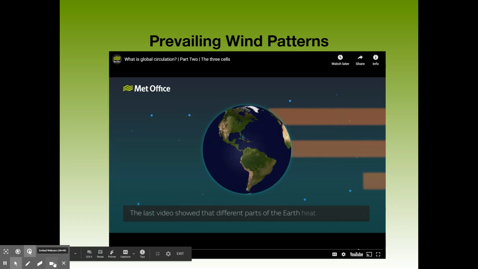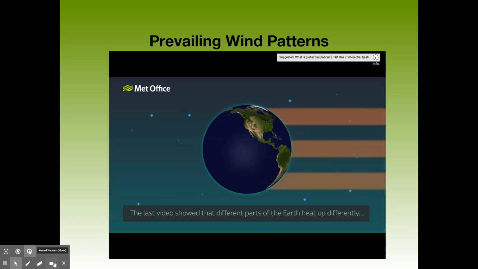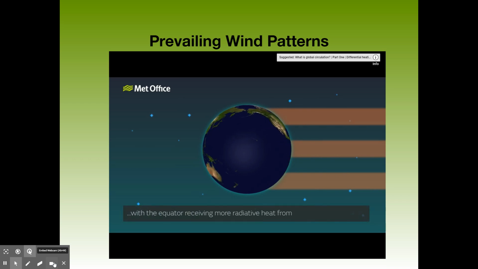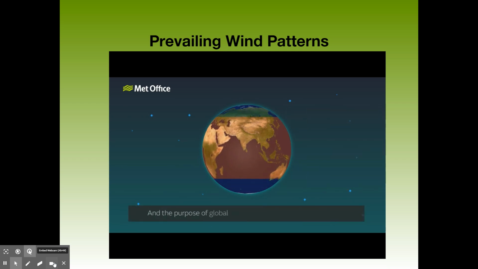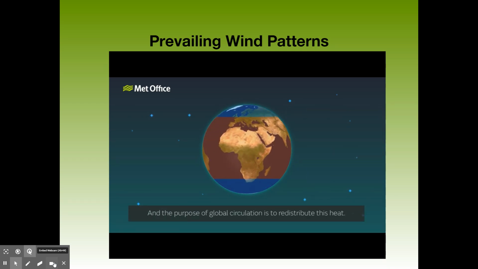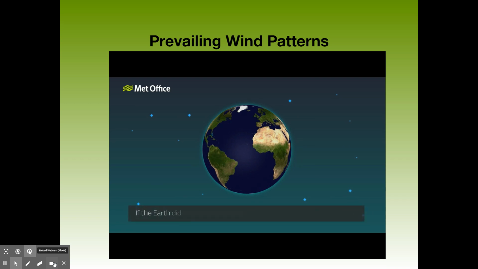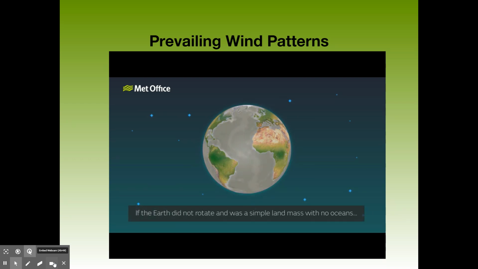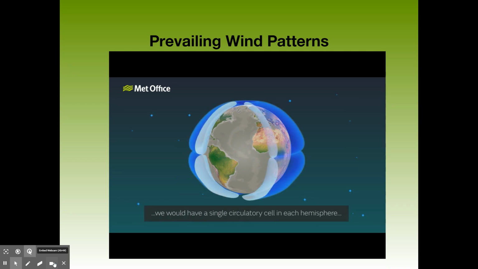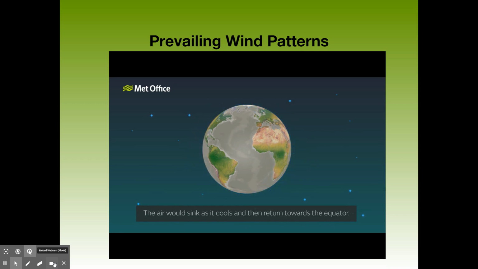The last video showed that different parts of the Earth heat up differently, with the equator receiving more radiative heat from the sun than the poles. And the purpose of global circulation is to redistribute this heat. If the Earth did not rotate and was a simple landmass with no oceans, we would have a single circulatory cell in each hemisphere, where hotter air would rise at the equator and flow toward the poles. The air would sink as it cools and then return towards the equator.